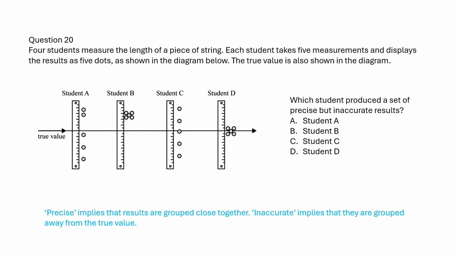In the context of measurements, precise and accurate have distinct meanings. Precise implies that the results are grouped closely together, indicating consistency in the measurements. However, being precise does not necessarily mean that the measurements are correct or close to the true value. Inaccurate implies that the results are grouped away from the true value, indicating that the measurements are not correct, even if they are consistent with each other.